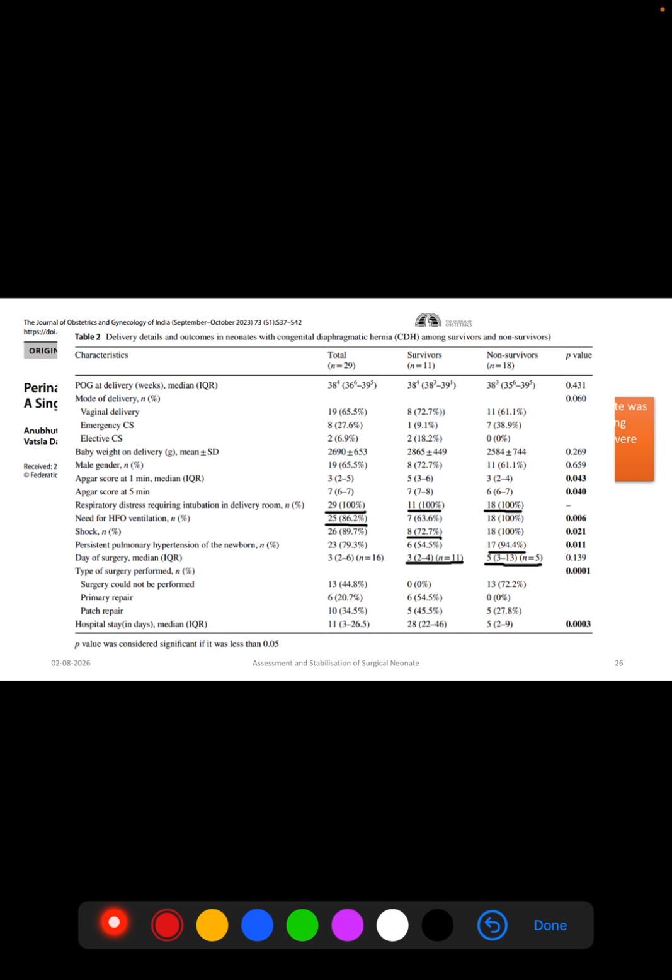You can see that respiratory distress requiring intubation in delivery room, it was associated with 100% of the neonates. And the survivors and non-survivors are discussed. Need for HFO ventilation, so 25, that is 86%. How many of them were in shock? So the 8 in the survivor group and 18 in the non-survivor group. And what was the day for surgery? In the survivor group it was 3, in the non-survivor group it was the 5. So ये भी देखा गया है कि कितनी जल्दी अचीव कर रहे हैं उस चीज़ को, है ना.